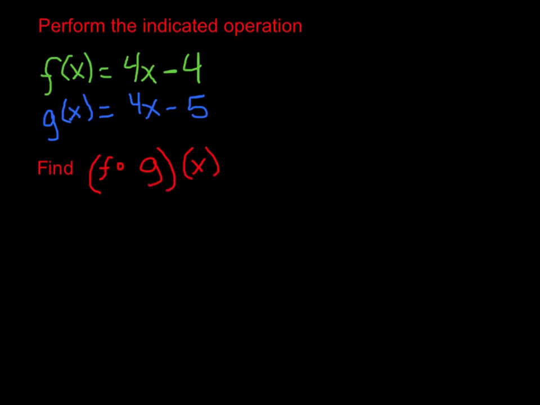Now this is different. This open circle here is not multiplication. It looks just like it, but multiplication is just our dot. Sometimes you will see these written, instead of saying find f o g, it'll say find f of g of x. Either way is okay. They both mean the same thing.